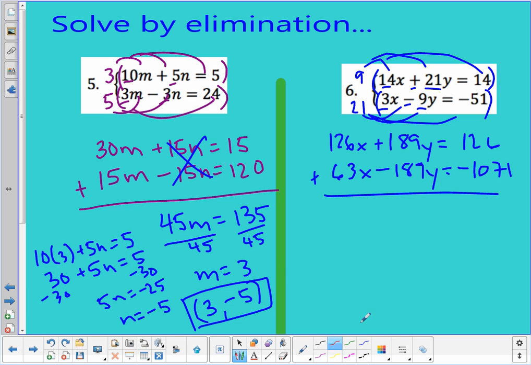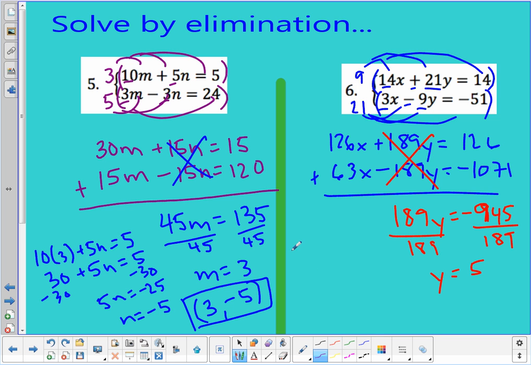Add them up. So the y's are going to go away. 126 and 63 is 189, so 189x, and then 126 and negative 1,071 is negative 945. Again, use your calculator to help you get these results. That's totally fine. Divide by the 189, divide by the 189, and you've got x is equal to negative 5.